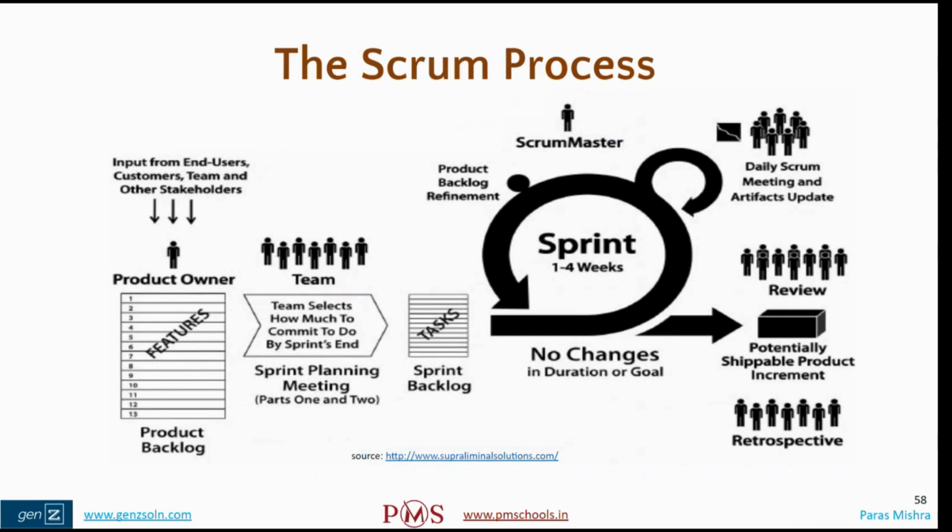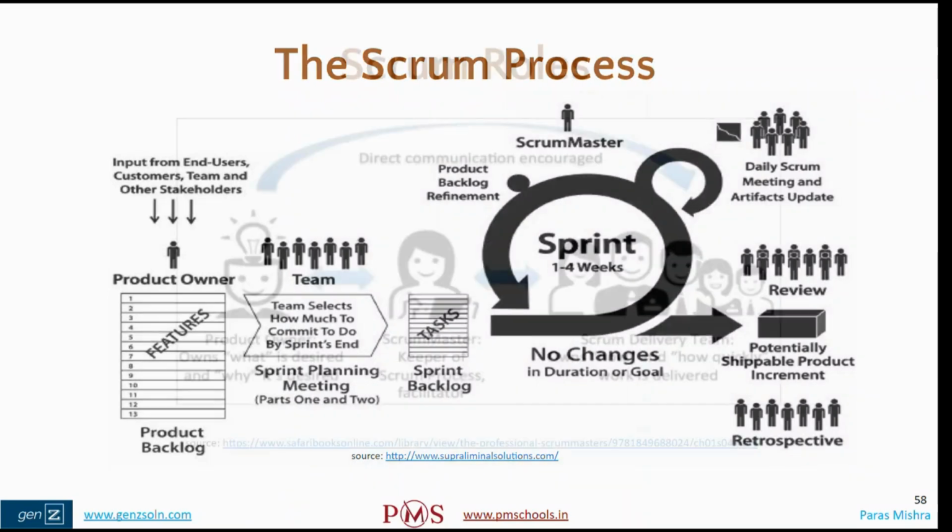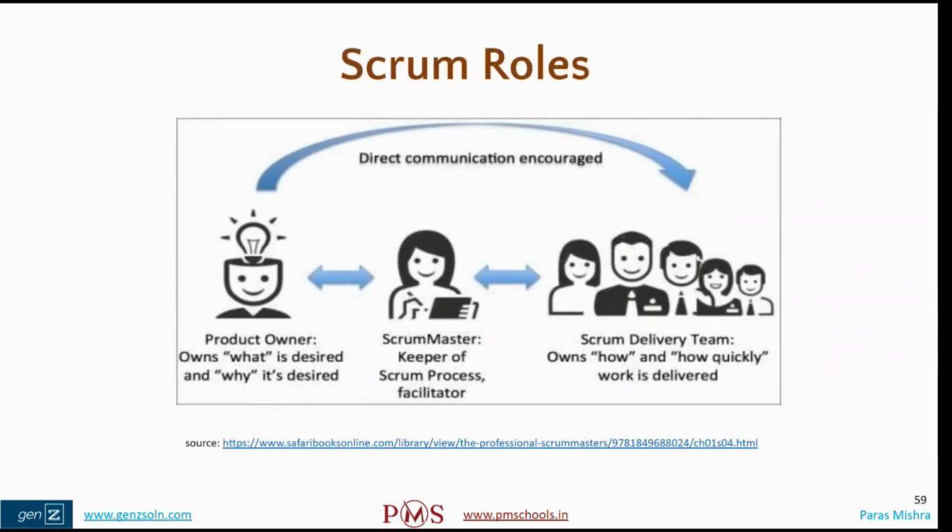So sprint planning meeting, who attends? Full team, product owner, Scrum master, development team. Clear? So this is a Scrum team. This is your Scrum team. Entire team is Scrum team. Who are the three people participant on the Scrum team? If somebody asks what is the Scrum team, product owner, Scrum master, dev team or delivery team. Got it?